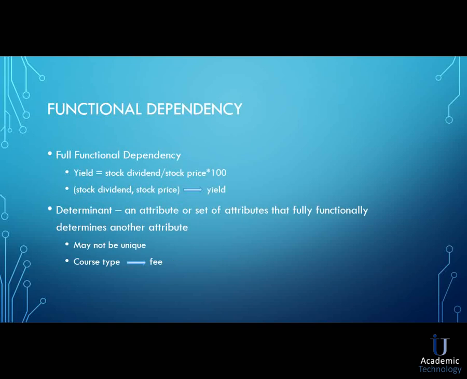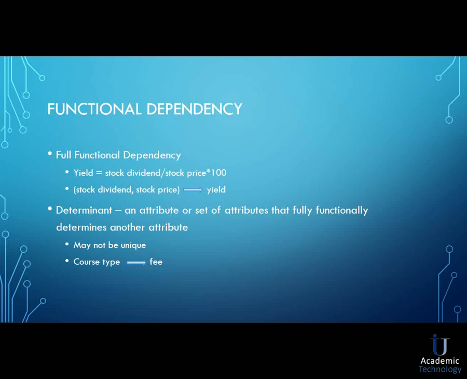Functional dependency, understand what that is, understand that with the attributes. So we know, for example, with the yield, you have to have the stock dividend and the stock price in order to understand what the yield is for that particular stock. So yield is dependent on stock dividend and stock price. I would understand what a determinant is.